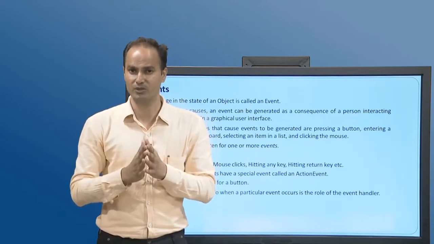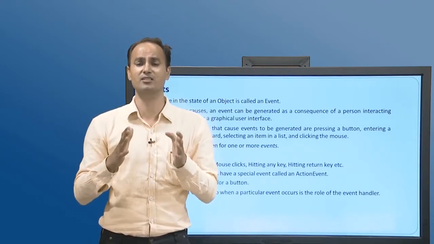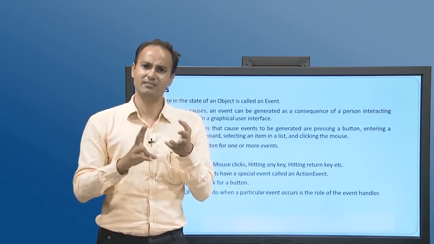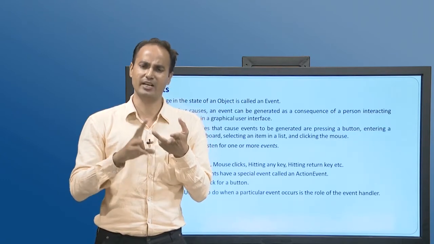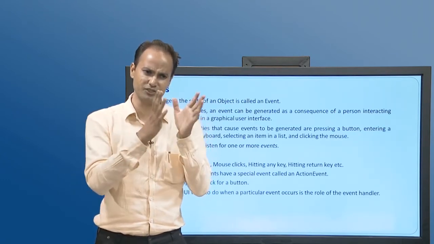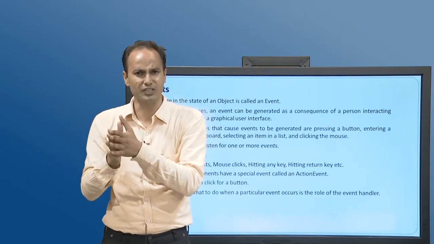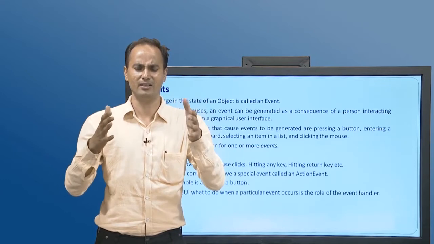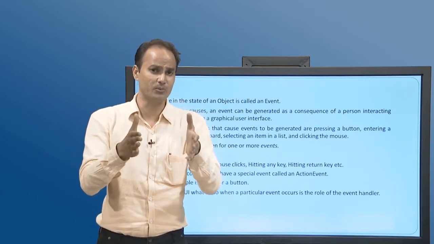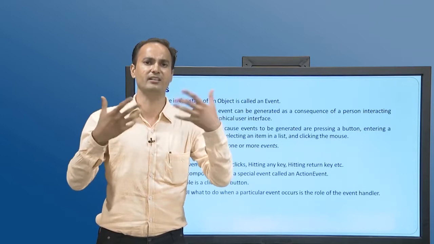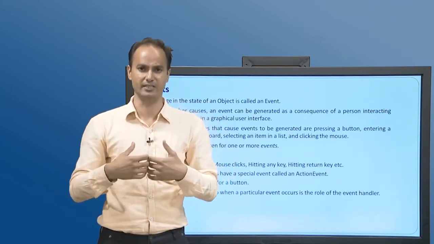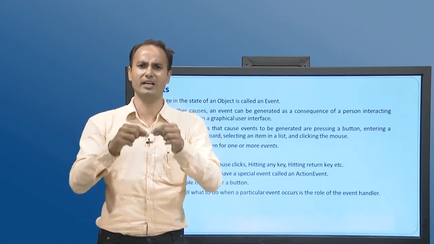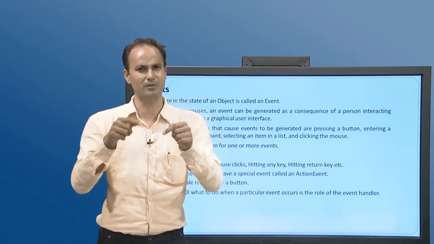What is the event delegation model? The general event delegation model consists of mainly two components. One is the event source and the second is the event handler. Source and destination, ultimately. The source is a component, an object, which generates an event, which is responsible for triggering an event. When we click on a button, that means the button has triggered an event. In that sense, the button becomes a source.